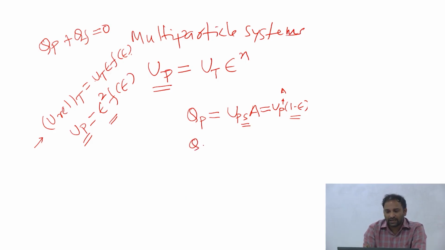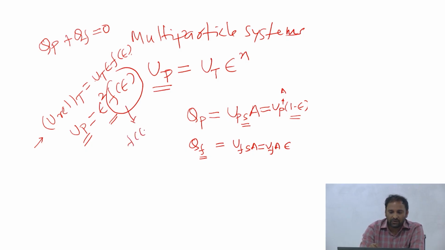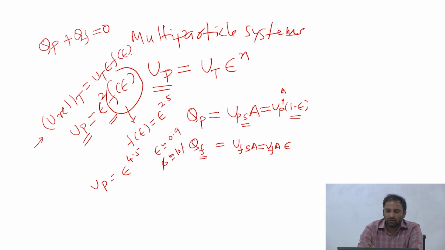Similarly, I can write QF, which is the volumetric flow rate of the liquid, as U fluid superficial times A, that is equal to U fluid times A times epsilon. This basically comes from the definitions of the superficial velocities and the actual velocities. Then we went on to say that this f of epsilon is a function which is typically less than 1, and there are different models that people have proposed. According to one of the models, your f of epsilon was epsilon to the power of 2.5. We derived that. Therefore your UP comes out to be epsilon to the power of 4.5, and we said that this is typically applicable for epsilon of the order of 0.9, or phi of the order of about 10%, or 0.1.